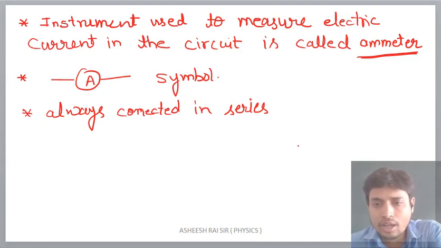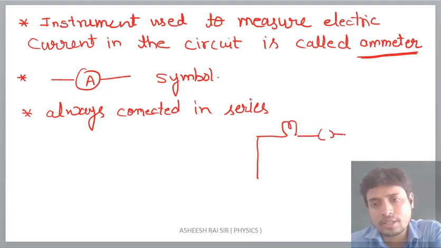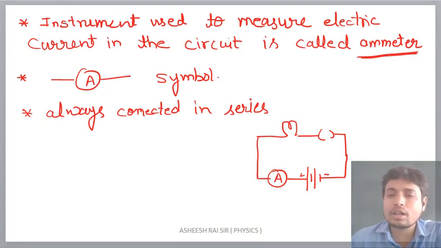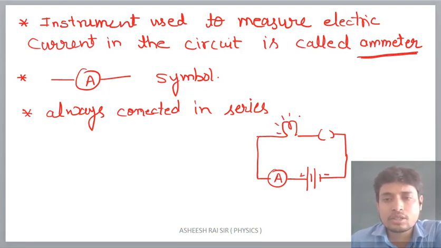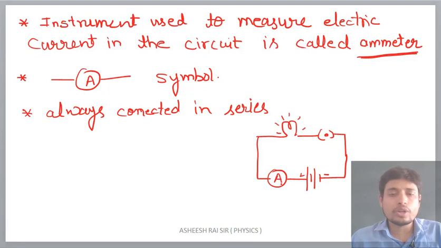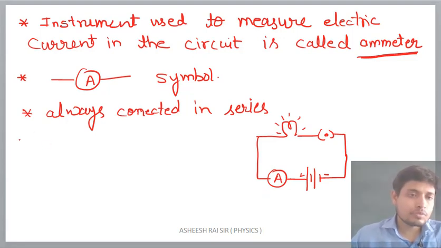Like, I am giving you one example. Suppose there is a bulb and this is the key, and we want to measure the current in this circuit which is flowing through this battery. Then we will connect the ammeter in series with the bulb. Then this ammeter will measure the amount of current flowing in the circuit. Okay.